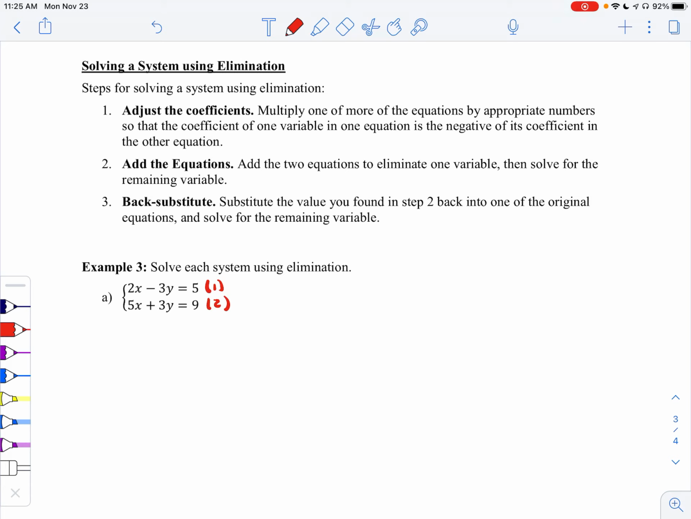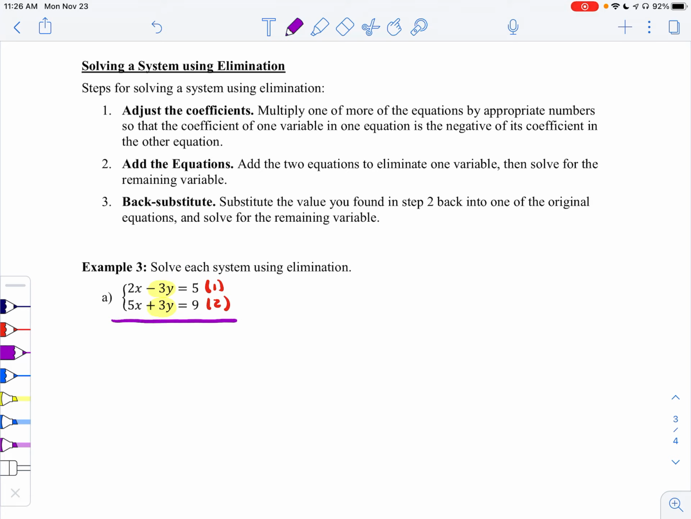Okay, now the thing with elimination, the idea is going to be that we're going to add our equations together so that we're able to cancel out one of the variables. Now, when you look at these equations, you'll notice that equation 1 has a negative 3y and equation 2 has a positive 3y. This is what's going to tell us that this system is going to be good for elimination. The reason here is that if we were to add these two equations together, the negative 3y and the positive 3y, they're opposites of each other, so they're going to cancel each other out. So that's exactly what we're going to do here.